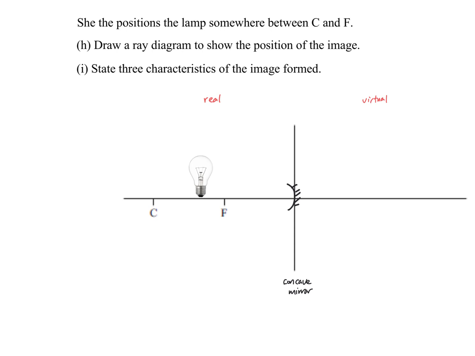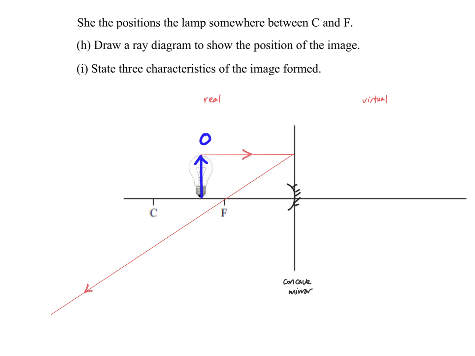Now you notice that I've positioned the lamp with the base along the principal axis. Now when we draw a ray diagram, we don't have to draw the actual object. What we just need to denote the lamp is an upright arrow with the base on the principal axis. And since this is a concave mirror, the light ray coming from the top of the object, which is parallel to the principal axis, will be reflected through the focal point as shown. Let's not forget the arrows.